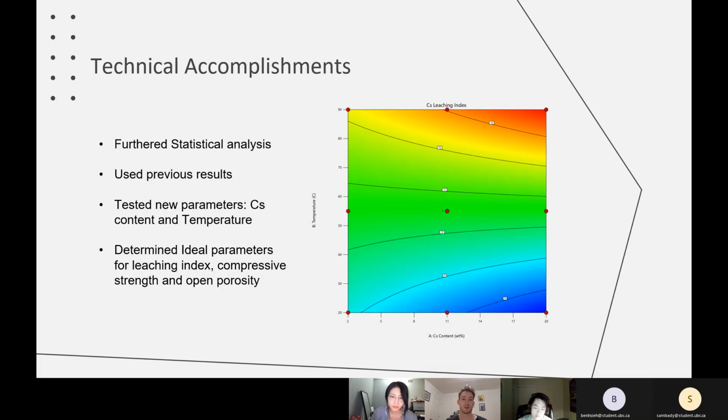Now, with our final goal of maximizing leaching index in mind, we furthered our statistical analysis using the previous composition. We tested its impact with new parameters. These parameters were temperature and cesium content, and we optimized them for maximal leaching index, compressive strength, and open porosity.